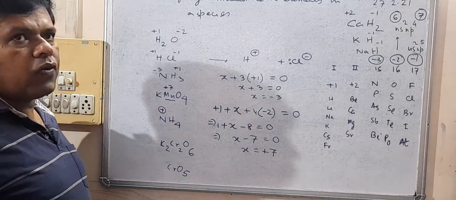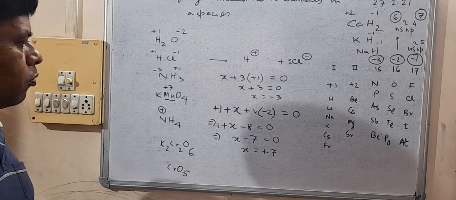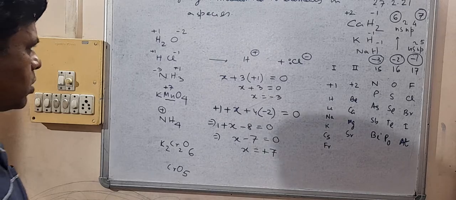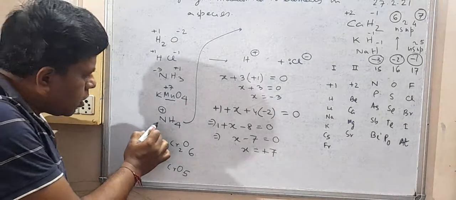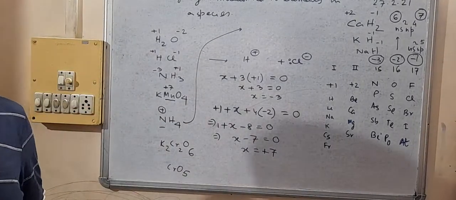Now you may be asked to find the oxidation number in a positive species or negative species. Say one example is here. Suppose you are asked to find the oxidation number of nitrogen in NH4 plus.